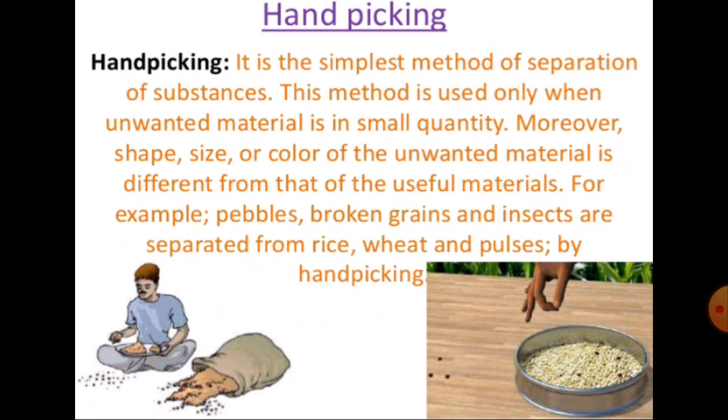First, hand picking. Hand picking is the simplest method of separation of substances. This method is used only when unwanted material is in small quantity. Moreover, shape, size or color of unwanted material is different from that of the useful material. For example, pebbles, broken grains and insects are separated from rice, wheat and pulses by hand picking.